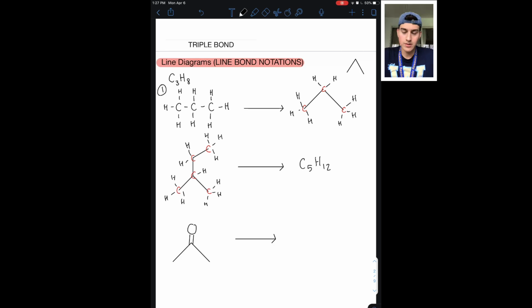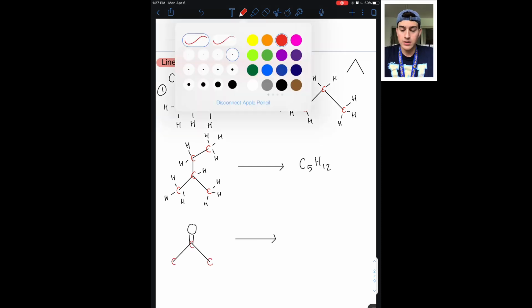Okay, now we're going to start solving this question. The first thing we do, like last example, is draw the carbons, and then we connect them to hydrogens.